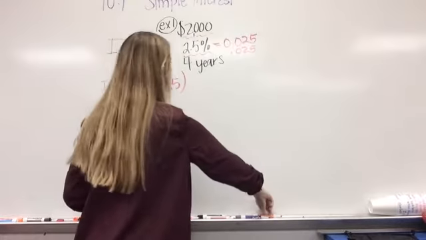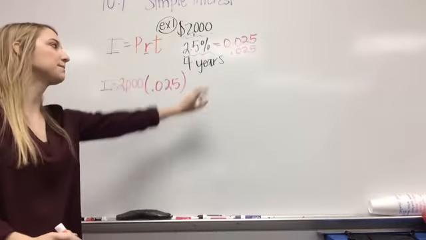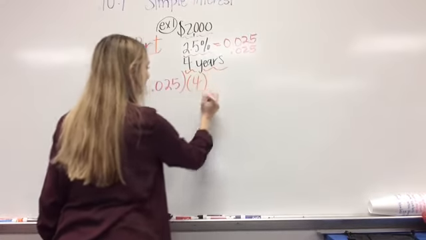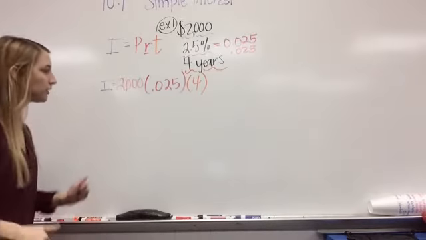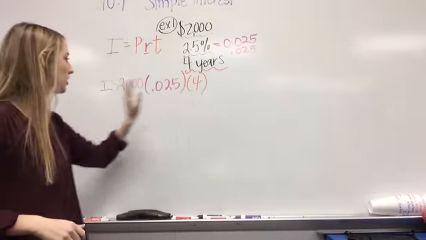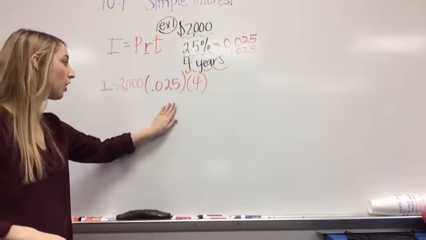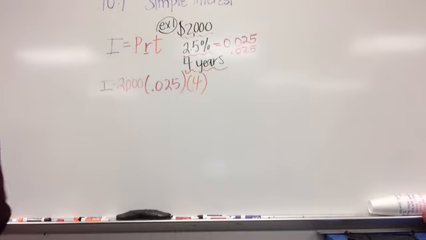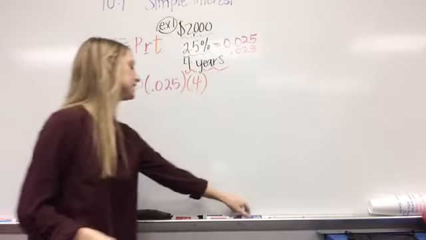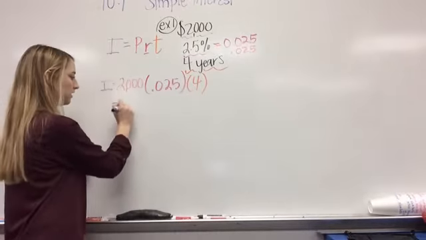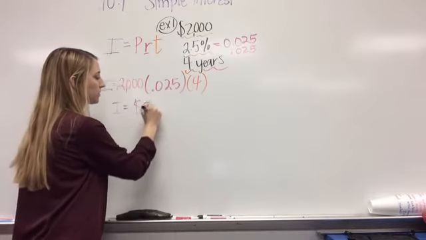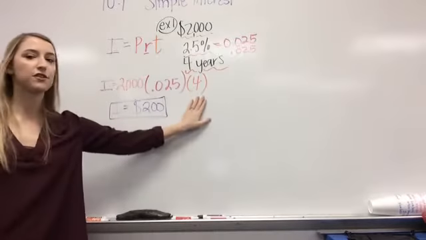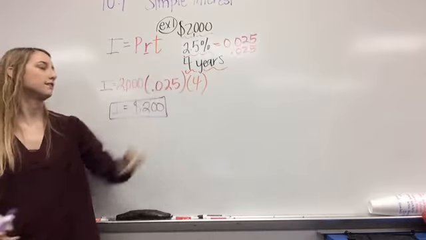And last but not least, we need our time, and it needs to be in years, which it already is. So we're just multiplying by 4 at the end. Okay, so then you plug this straight into your calculator. 2,000 times 0.025 times 4. And the grand answer that you get is $200. So there's $200 of interest earned after 4 years at this interest rate.